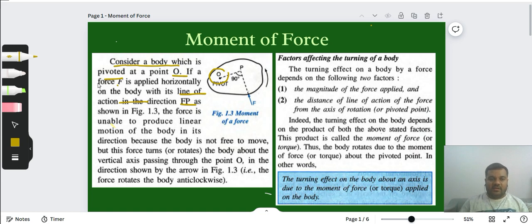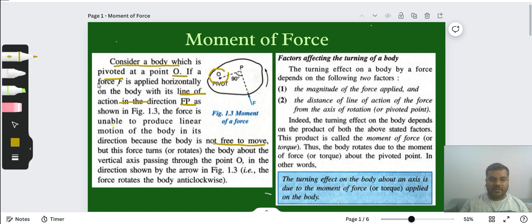Because of this pivoted point, the force is unable to produce linear motion. If you apply a force in this direction, it is unable to produce linear motion of the body in its direction, because the body is not free to move. The body is not free to move because it is hinged, pivoted at point O.